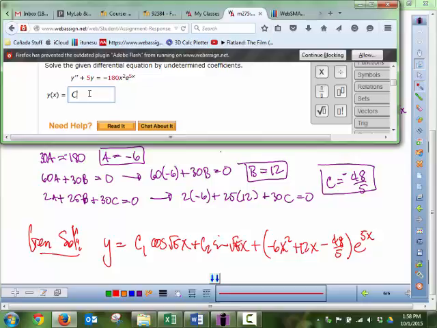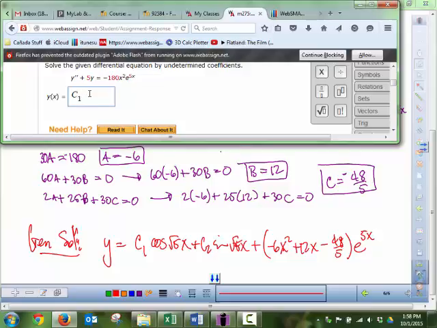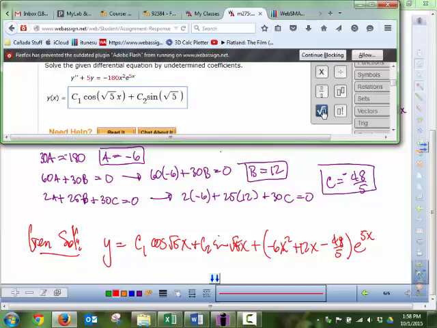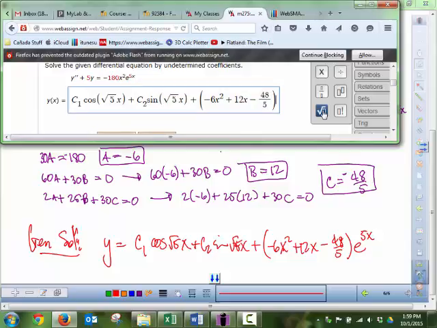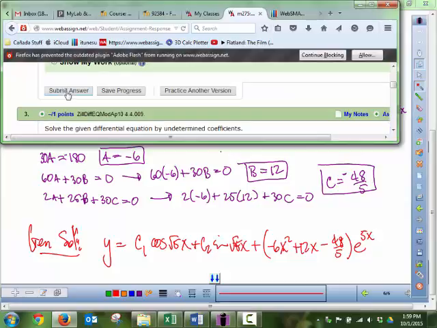C1 cosine square root of 5x plus C2 sine square root of 5x plus negative 6x squared plus 12x minus 48 over 5, close that parentheses and multiply it with e to the 5x. It's right. It's got to be right.